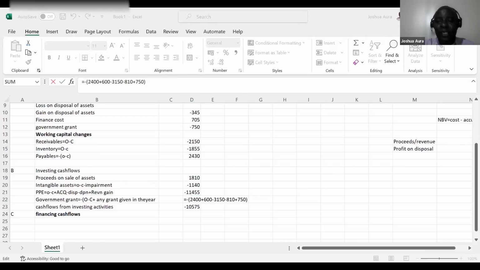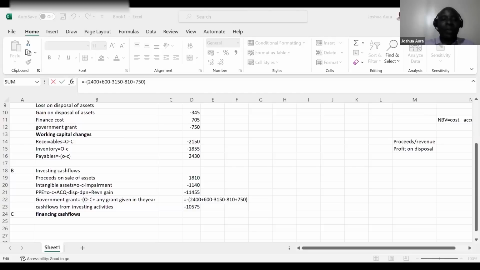Government grants, we are here. I think there is a problem here. So opening balance, 2,400. It's a liability, right? 2,400 plus, in this case, the opening current, 600, minus, in this case, the closing values. Closing values, government grant, 3,150, minus the current government grant of 810.